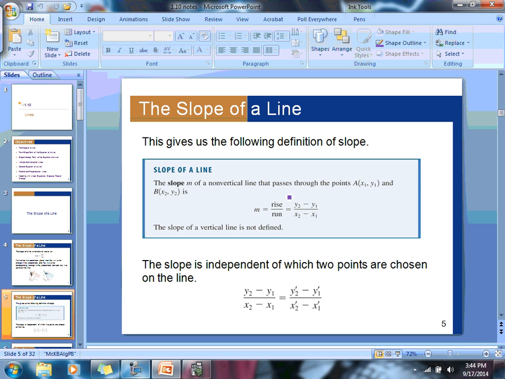So the rise is the change in the y-coordinates, the run is the change in the x-coordinates. And the ones and twos, again, they don't really necessarily mean anything other than that there's order. Order is important here. So it doesn't matter which ordered pair you call x1, y1, and x2, y2, but it does matter the order that you subtract them.